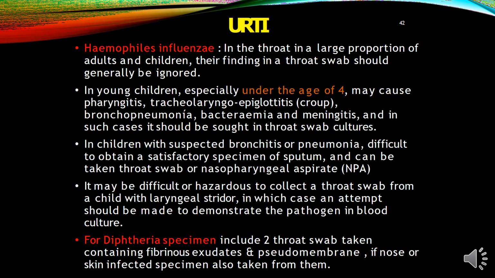In children with suspected bronchitis and pneumonia, it is difficult to obtain a satisfactory specimen of sputum, and a throat swab or nasopharyngeal aspirate can be taken. In many cases it is difficult and hazardous to collect the throat swab from children with severe stridor, in which case an attempt should be made using a blood sample. For a diphtheria specimen, take 2 throat swabs containing the fibrinous exudate and pseudomembrane.